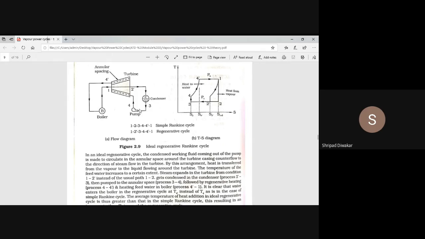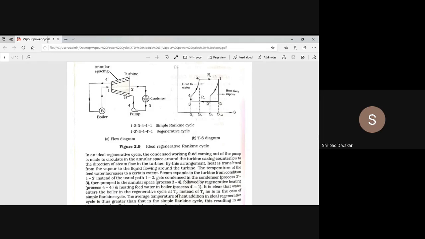You see the structure, the pump. After passing through the condenser, it enters the pump. Here it gets pumped. What is the pump work? It increases the pressure. The liquid from the pump enters the annular spacing. Remember, in the normal cycle, after passing through the pump, it directly enters the boiler, but it is not like that here. After passing through the pump, it enters the turbine casing.